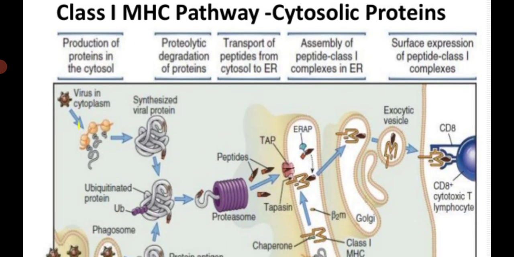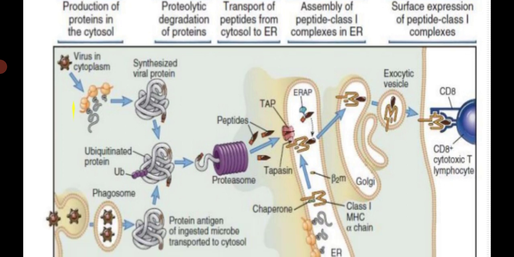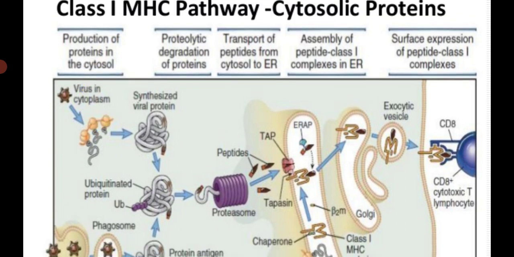Here is a schematic representation of the cytosolic pathway. The virus enters into the cytoplasm of a cell, and the viral protein antigen enters into the host cell through a vesicle, that is a phagosome. The viral antigen proteins are large inside. They should be tagged with ubiquitin, and after ubiquitination, the proteolytic degradation of that protein occurs.